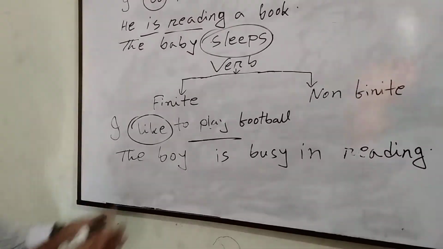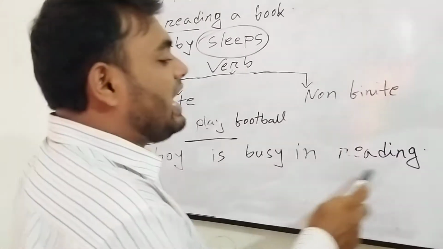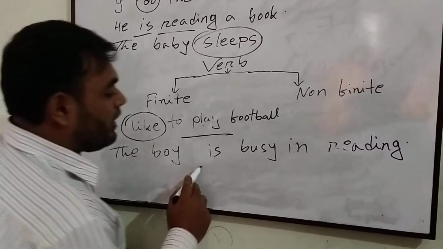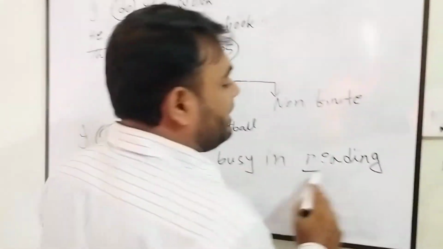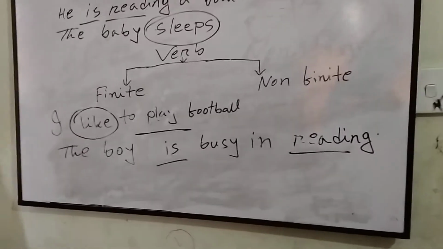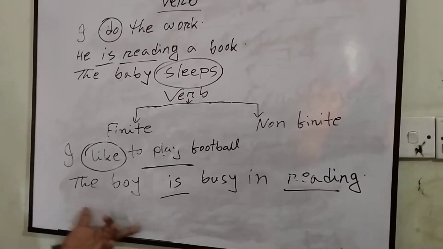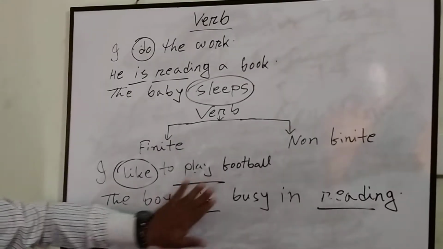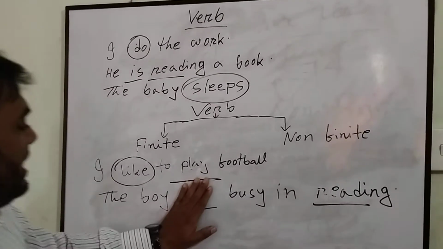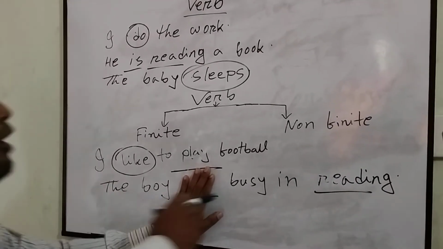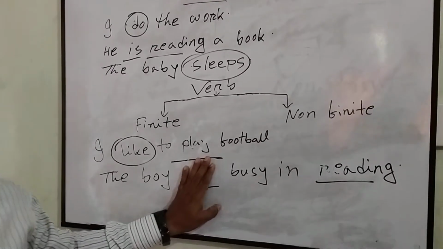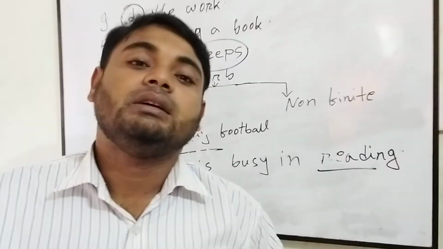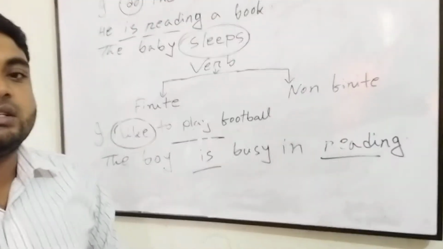In the other sentence, the boy is busy in reading. Here are also two verbs. Is is a verb and reading is another verb. In this sentence, the boy is busy. It's also a meaningful sentence. But if I omit this verb is, the boy busy in reading, this is not a meaningful sentence. It will not be a sentence because without finite verb, a sentence cannot be constructed.